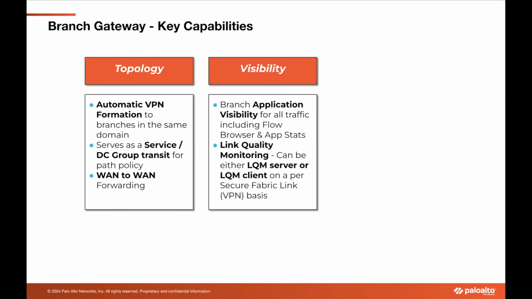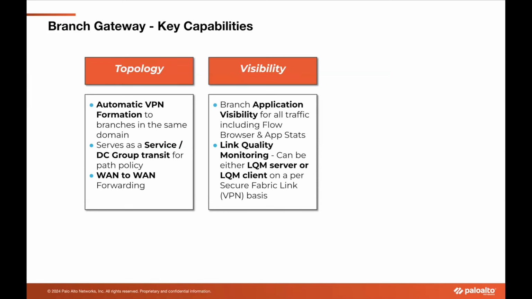So the branch gateway can be either a link quality monitoring server. So for every branch that it connects to via VPN, it will be a link quality monitoring server. So it generates that server capability just like a data center would. It can also be a link quality monitoring client if it is connecting to another branch gateway or a data center. So we kind of include any combination of things, and this is all dynamically.